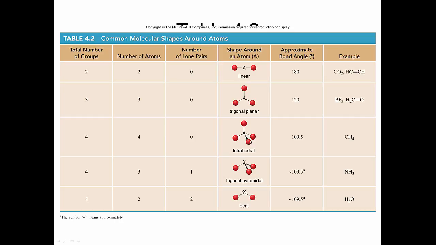And so we have 4 groups, or 4 electron charge clouds. 4 bonds, or 4 atoms, 0 lone pairs. This is called a tetrahedral shape.